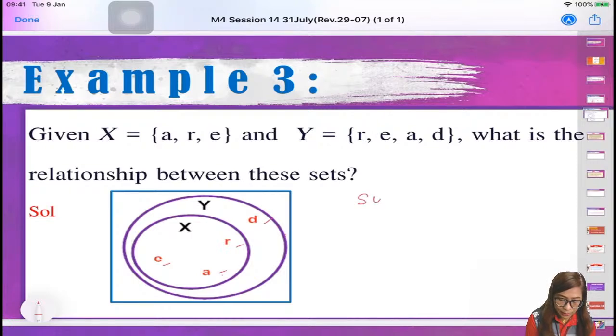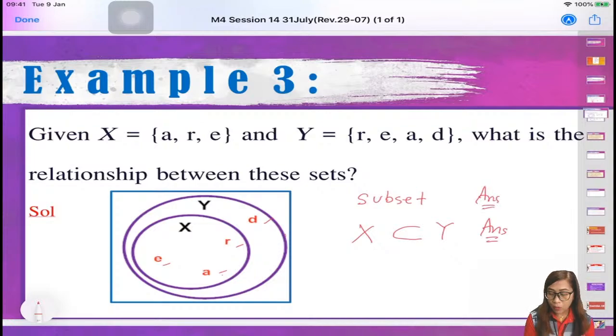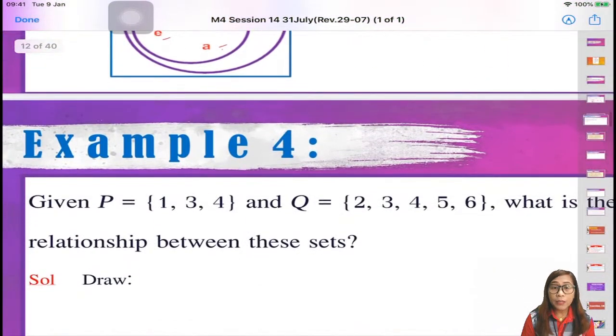The word is again subset. Specifically, we'll have here X. The inner set X is a subset of the outer circle Y. So X is a subset of Y, or you can have the word subset only. Okay, next is number 4.